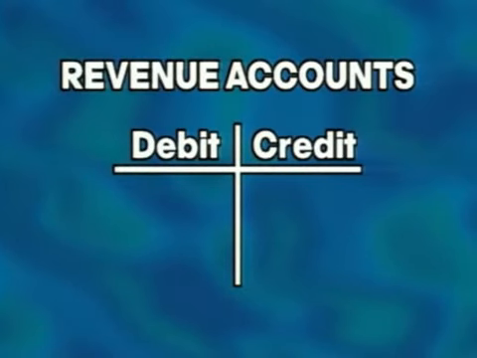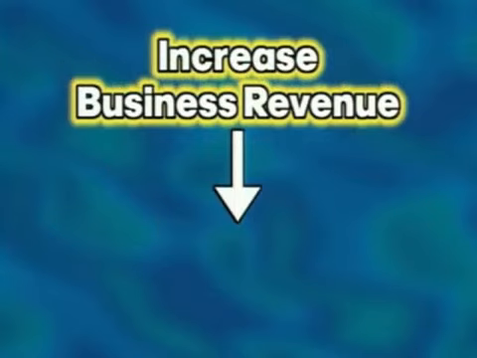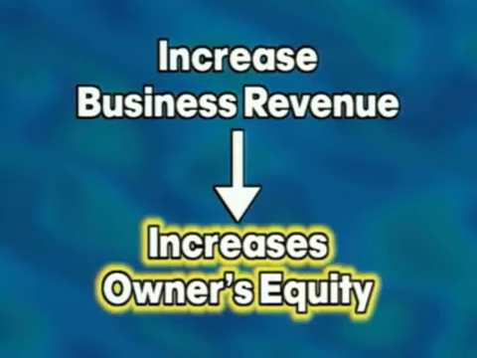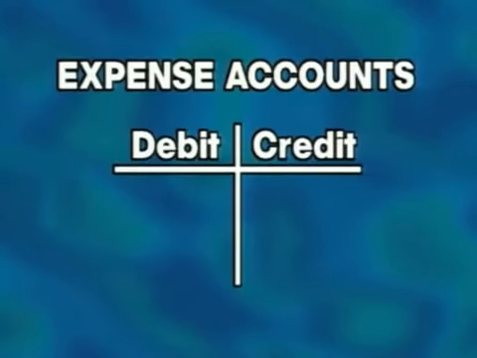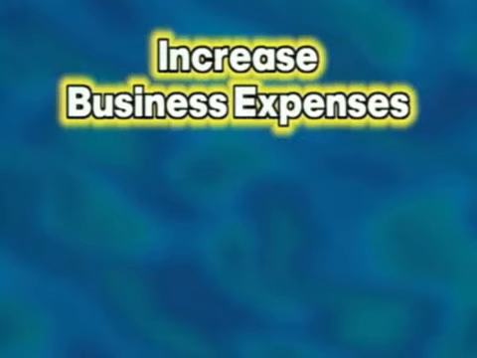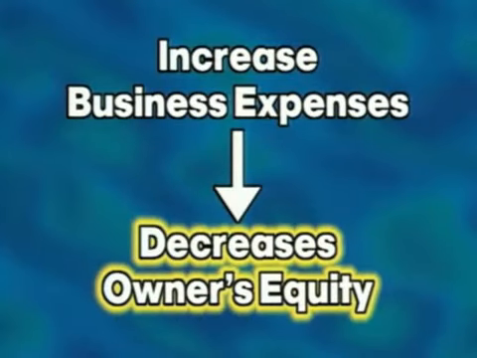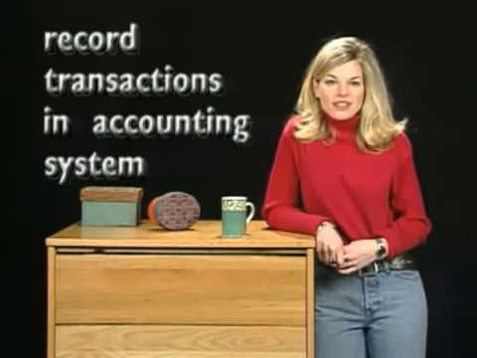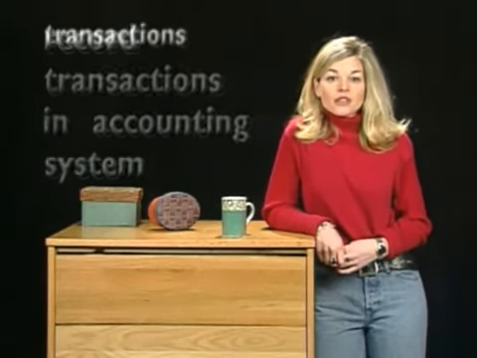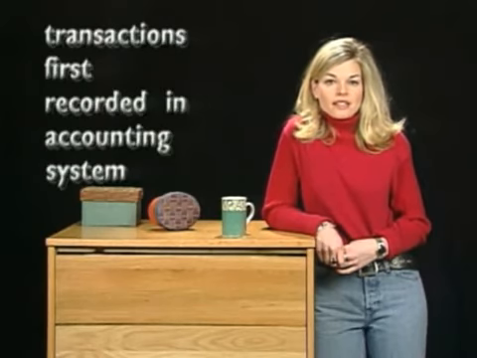Revenue accounts are increased by crediting them and decreased by debiting them because an increase in business revenue increases owner's equity. Expense accounts are increased by debiting them and are decreased by crediting them because an increase in business expenses decreases owner's equity. Now let's talk about how debits and credits are used to record transactions in the accounting system. Transactions are first recorded in the accounting system in what is called a general journal.